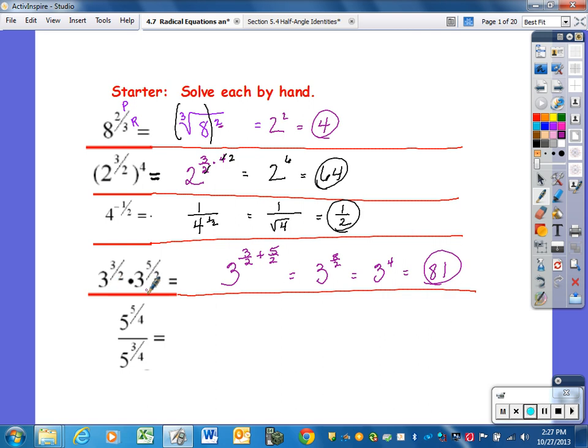When my bases are the same, if I multiply, I add the powers. When I divide, I should do the opposite, which is subtract the powers. So my base is 5 to the 5/4 minus 3/4. That's 5 to the 2/4, which is 5 to the 1/2, which means square root 5.